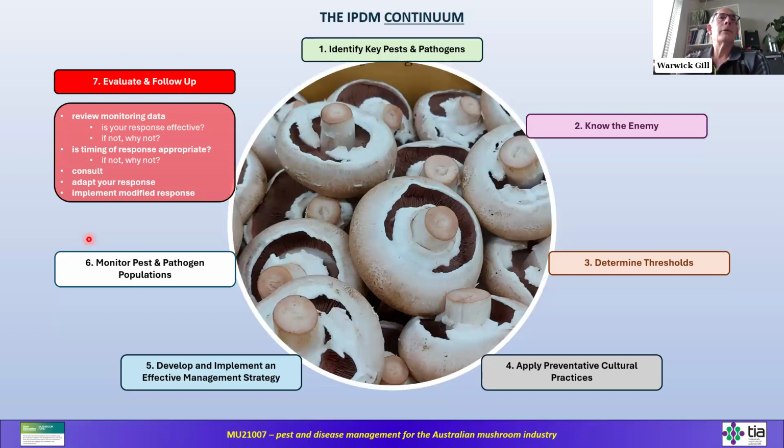Don't be afraid to consult your supervisors and pickers, because they are at the front line. Also, be prepared to adapt your response and implement your modified response. And again, monitor, evaluate, monitor, evaluate. That's probably the key step to ensuring your IPDM is effective. Always reassess.